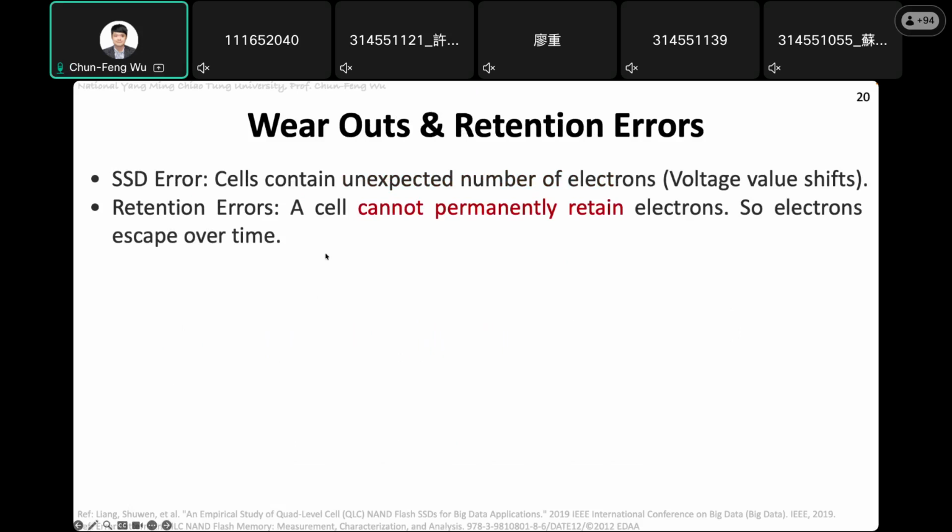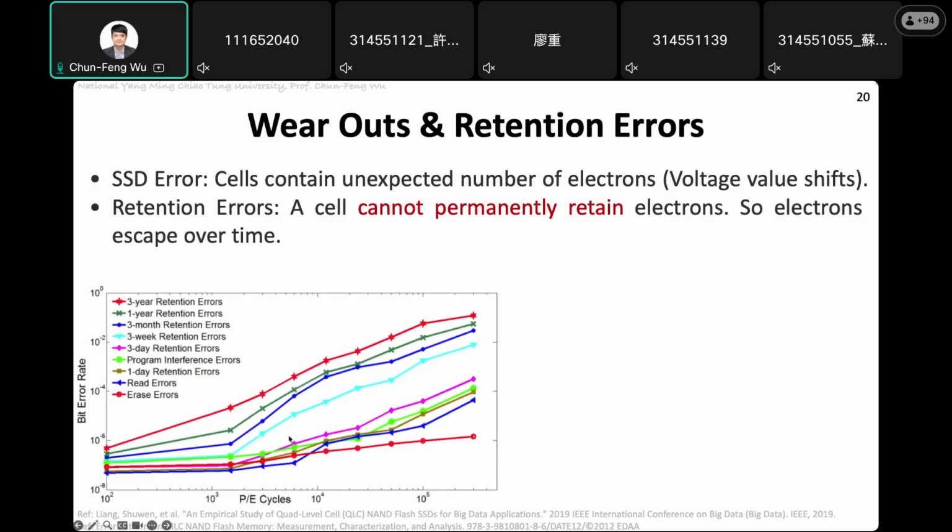So retention errors. Retention errors are more like a cell cannot permanently retain electrons, so electrons escape over time. Let me give you some numbers. This one is from one paper, and the x-axis shows the PE cycles. PE cycles means you program and erase.